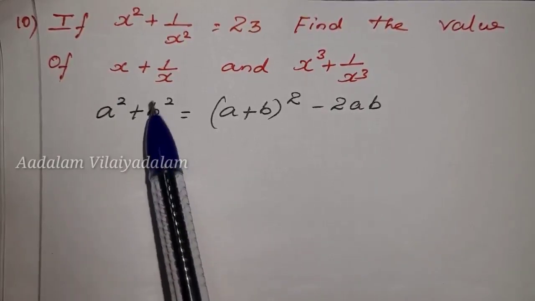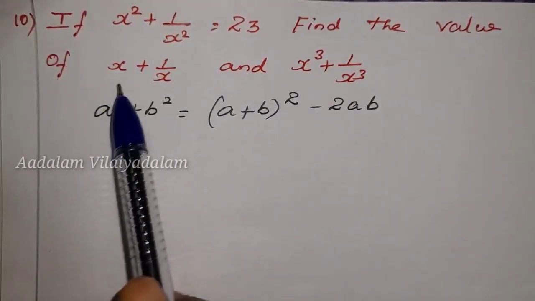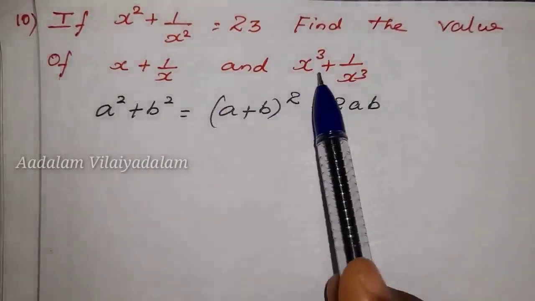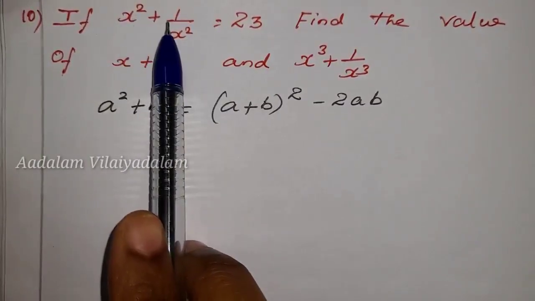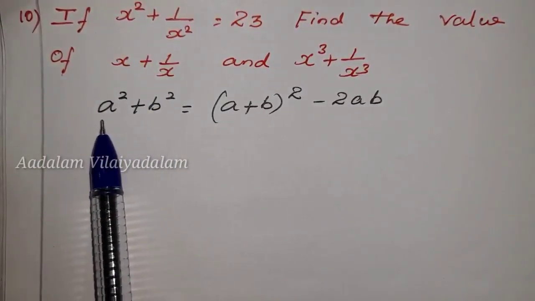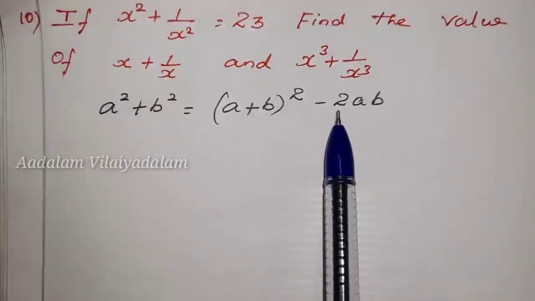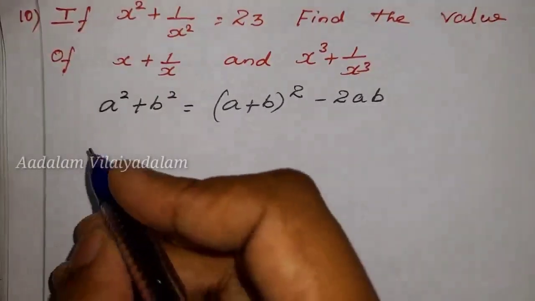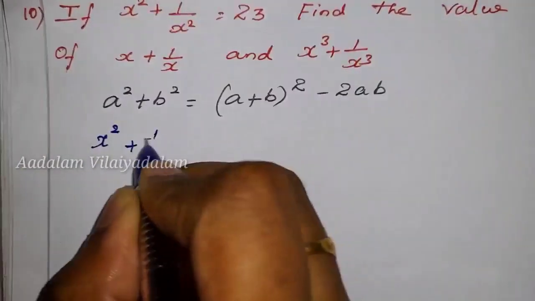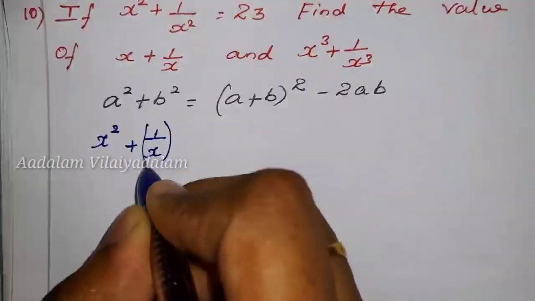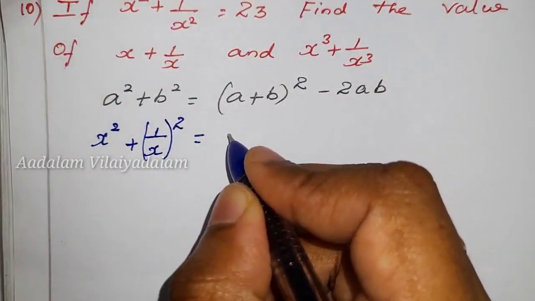10th question. If x square plus 1 by x square equal to 23, find the value of x plus 1 by x and x cube plus 1 by x cube. So this is the format of a square plus b square. We know that a square plus b square is equal to a plus b the whole square minus 2 into ab. Here the a value is x, b equal to 1 by x.